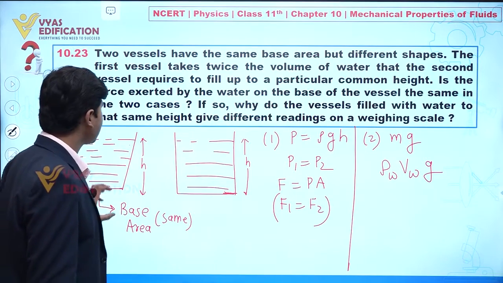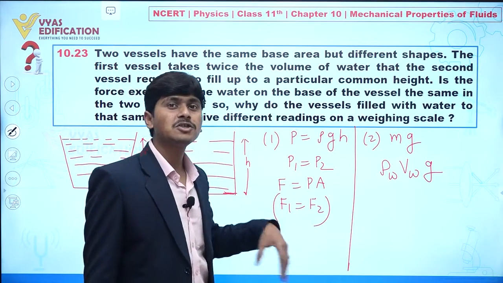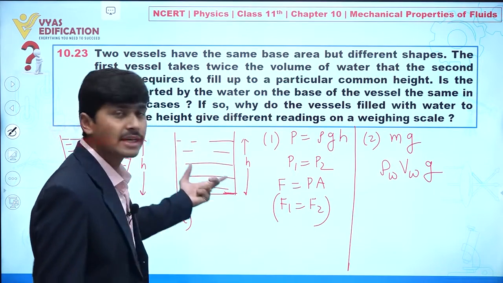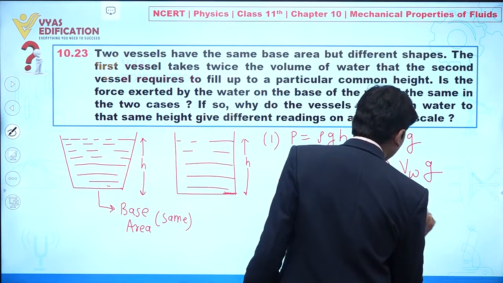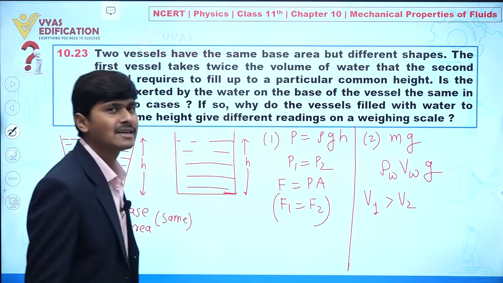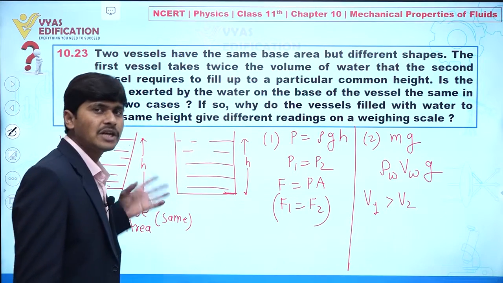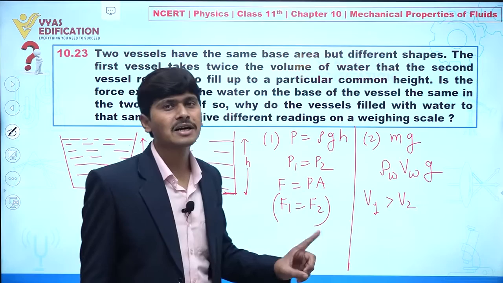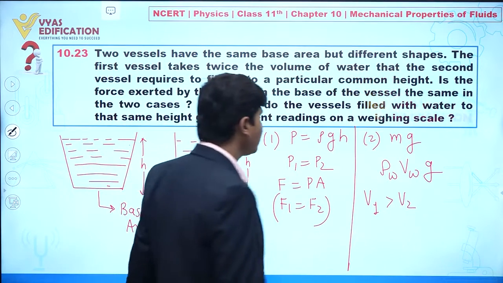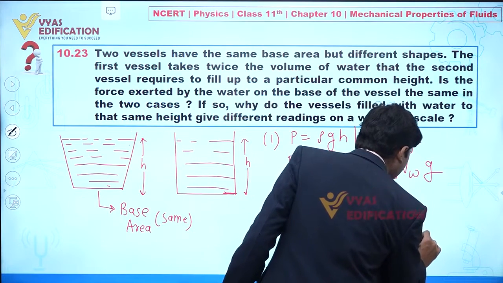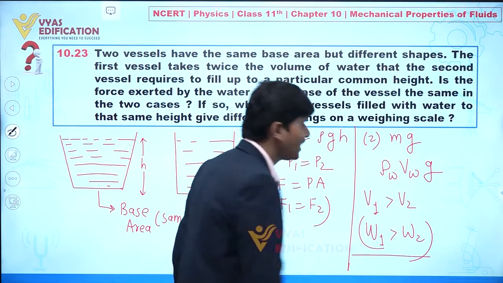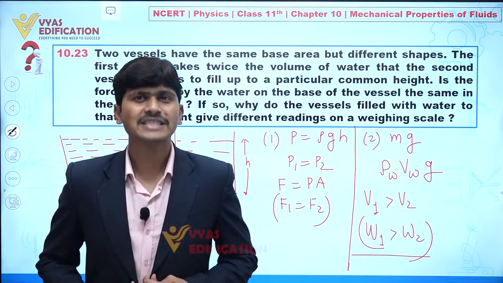Now in this question it is given that the volume of water in container number 1 is 2 times that of container number 2. It means volume 1 is greater than volume 2. So definitely the reading of the weighing scale will be more for container number 1 compared to container number 2. So this is all about this question.